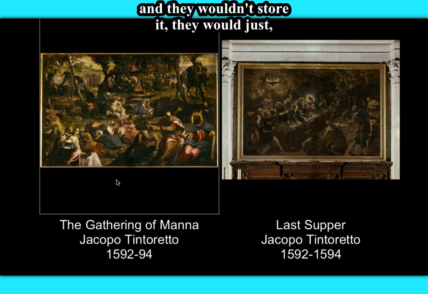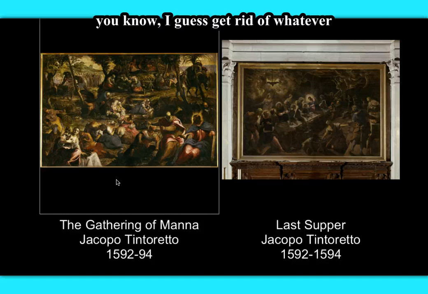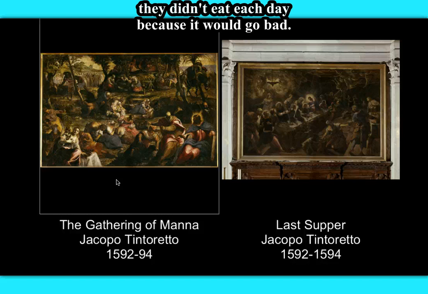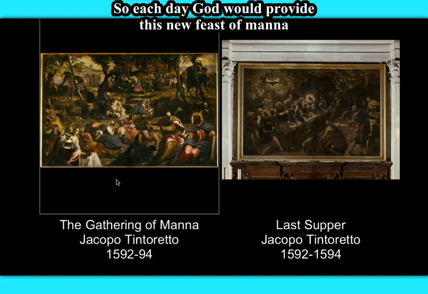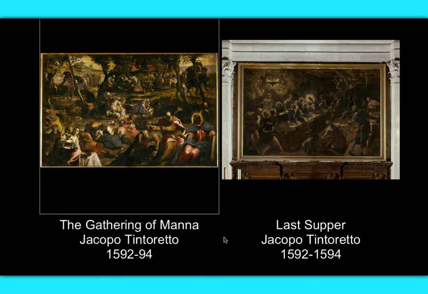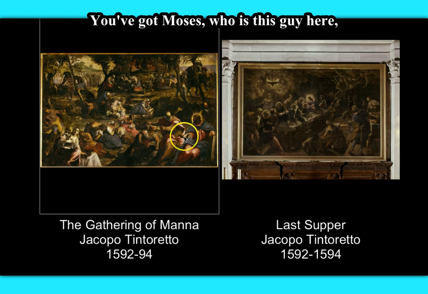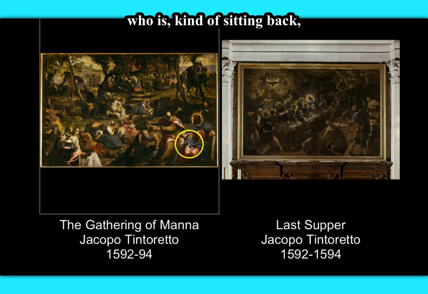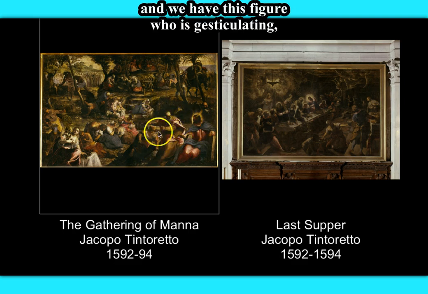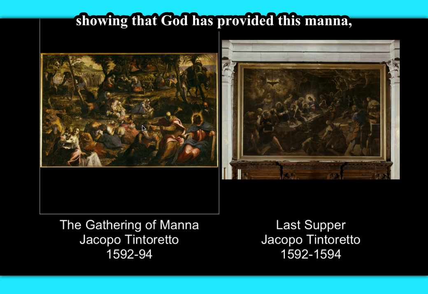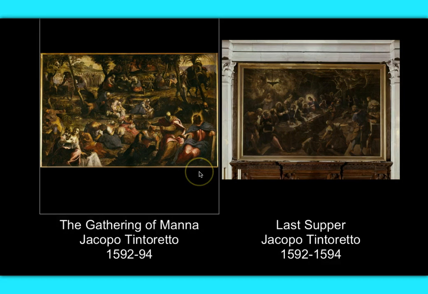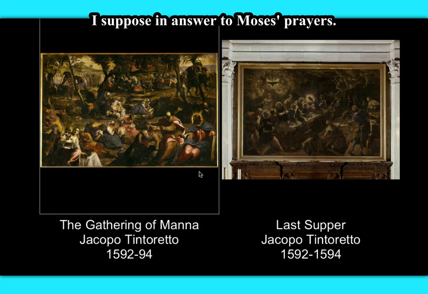They wouldn't store it. They would just get rid of whatever they didn't eat each day, because it would go bad. So each day God would provide this new feast of manna, and that's what we're seeing taking place here. You've got Moses, who is this guy here, sitting back, and we have this figure who is gesticulating, showing that God has provided this manna, I suppose, in answer to Moses's prayers.